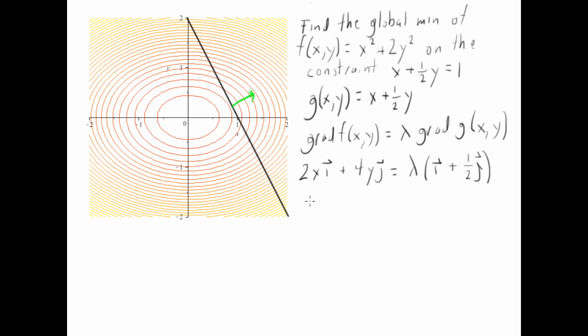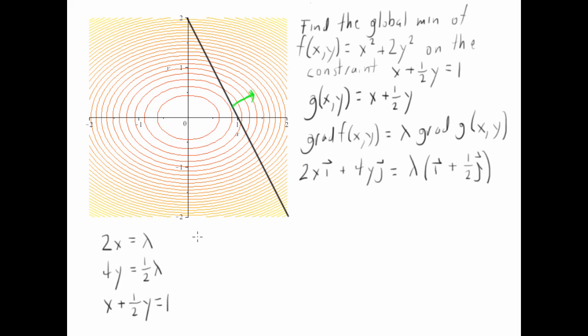Okay, so reading off i's and j's, we've got a couple of equations here. 2x equals lambda, and 4y equals 1/2 lambda. We've also got one more equation, and that's that x plus 1/2 y equals 1. So we need to solve these three equations for x and y. Now you can do this in Maple. Since I don't want to pull up Maple in this video, I'll do it by hand. But there are all sorts of different ways you can do this.